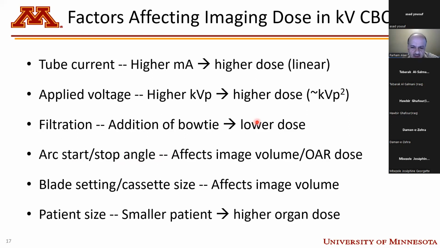It does affect which organs at risk get an imaging dose. And the cassette size, the blade setting for Varian units, cassette size for Elekta units, again affects the imaging volume. And of course, the patient size: the smaller the patient, the higher the organ dose. I have a slide on all of this coming up.